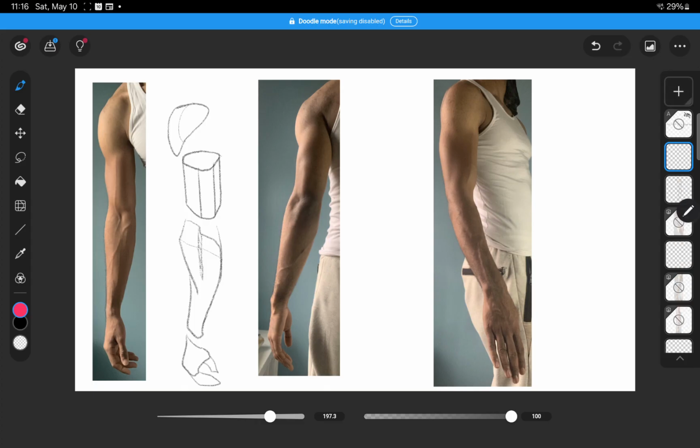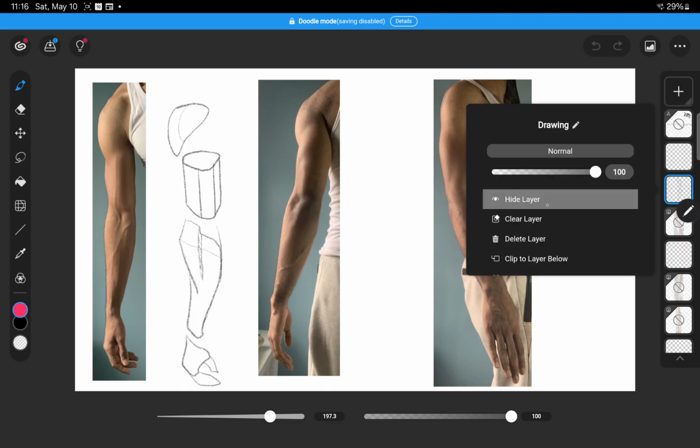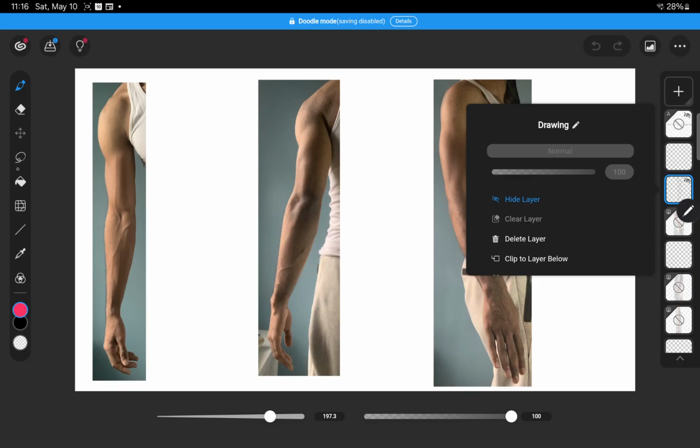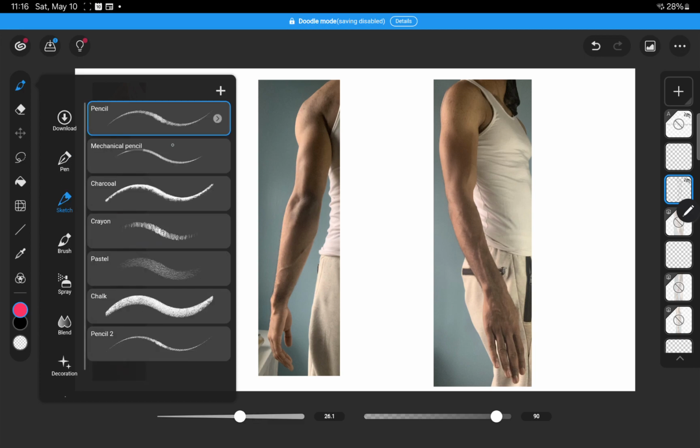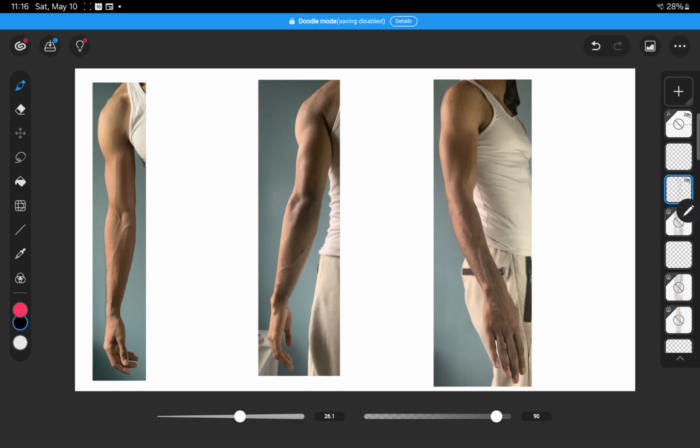Let me hide that. So when I actually draw now, where is it? Yes, there. Okay.